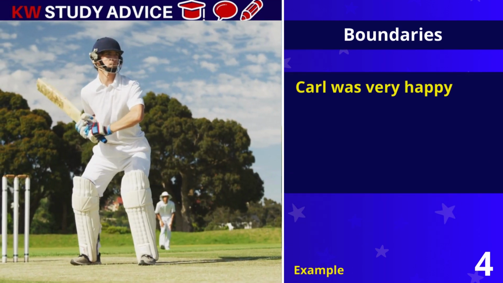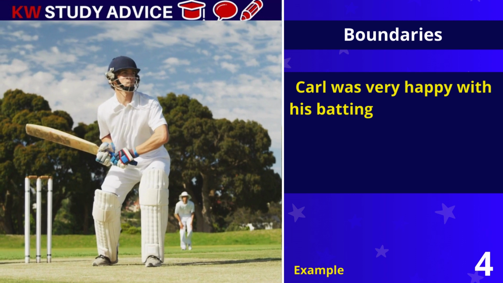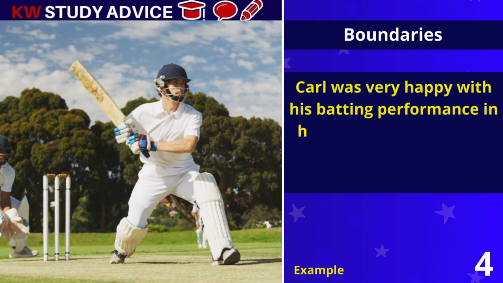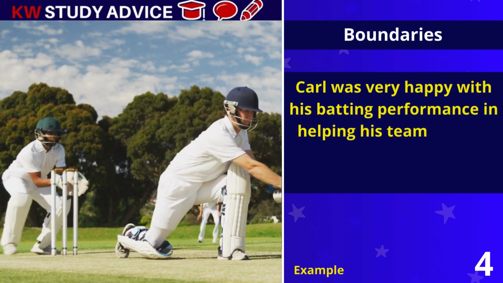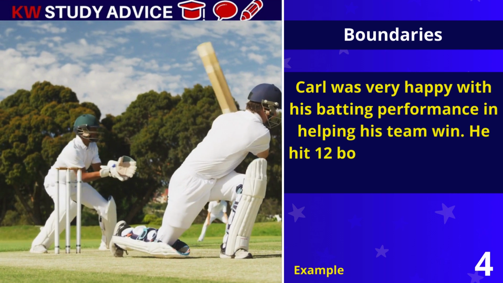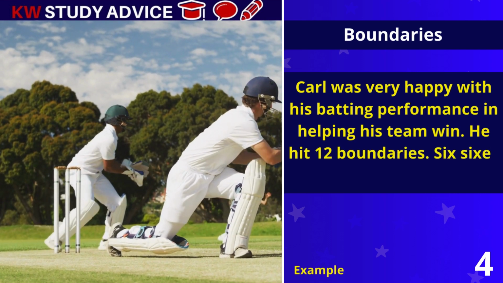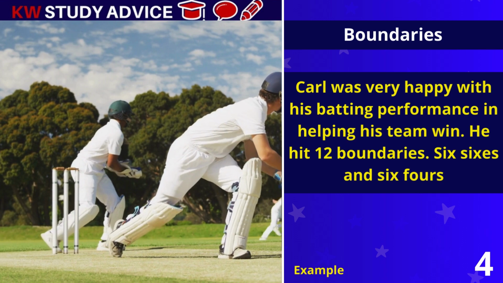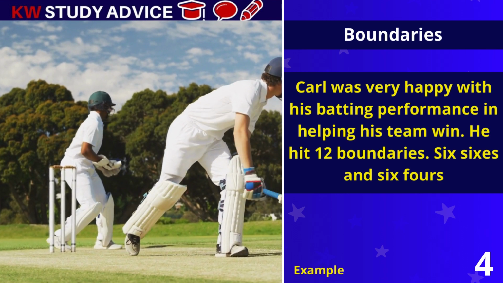Carl was very happy with his batting performance in helping his team win. He hit 12 boundaries. These were 6 sixes and 6 fours.